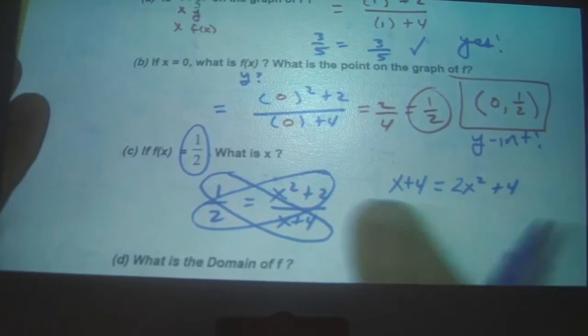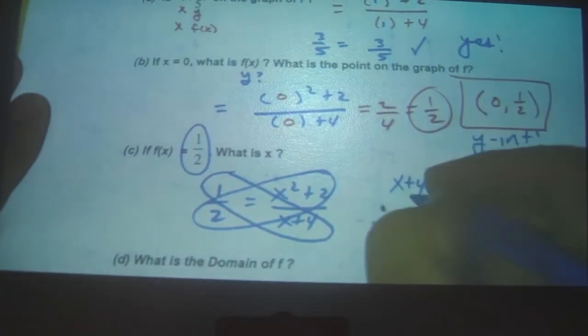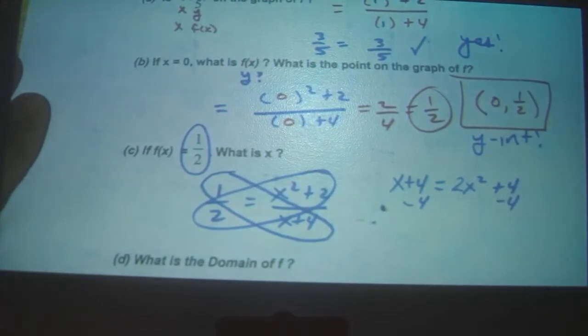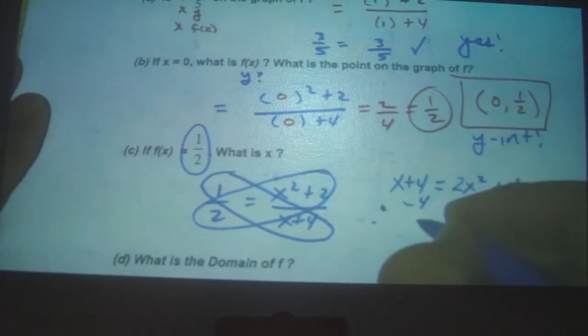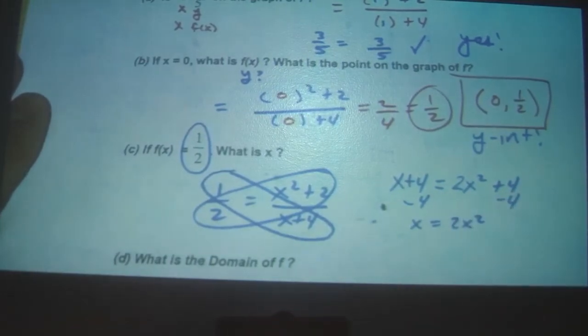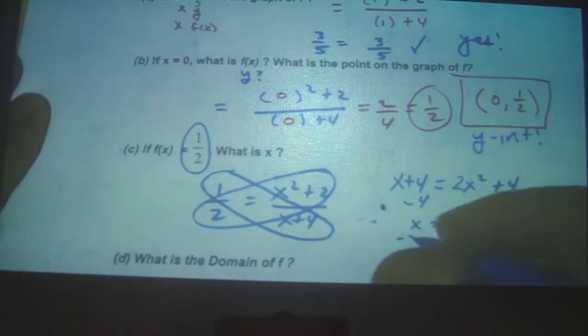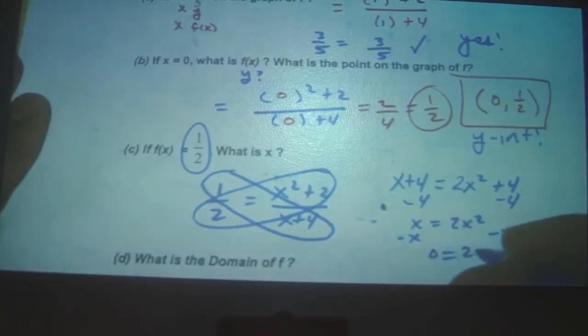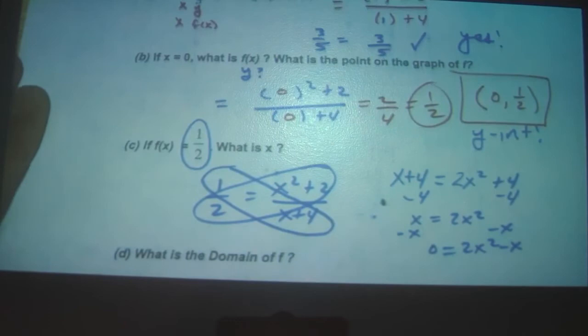We have a quadratic. We got to know how to solve quadratics. We did this in A6. You subtract that 4 over. We have x equals 2x squared. Again, we always want our stuff equal to 0 if we're going to factor. So I got 0 equals 2x squared minus x.